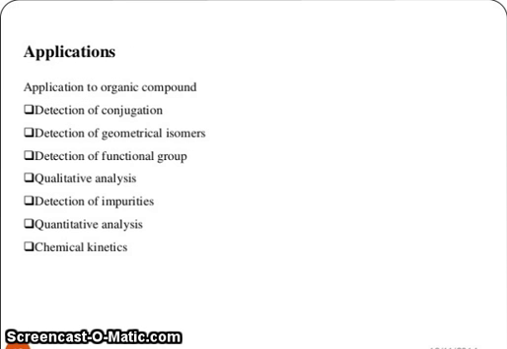What are the applications? Application to organic compounds: detection of conjugation, detection of geometrical isomers, detection of functional groups, qualitative analysis, detection of impurities, quantitative analysis and kinetics.